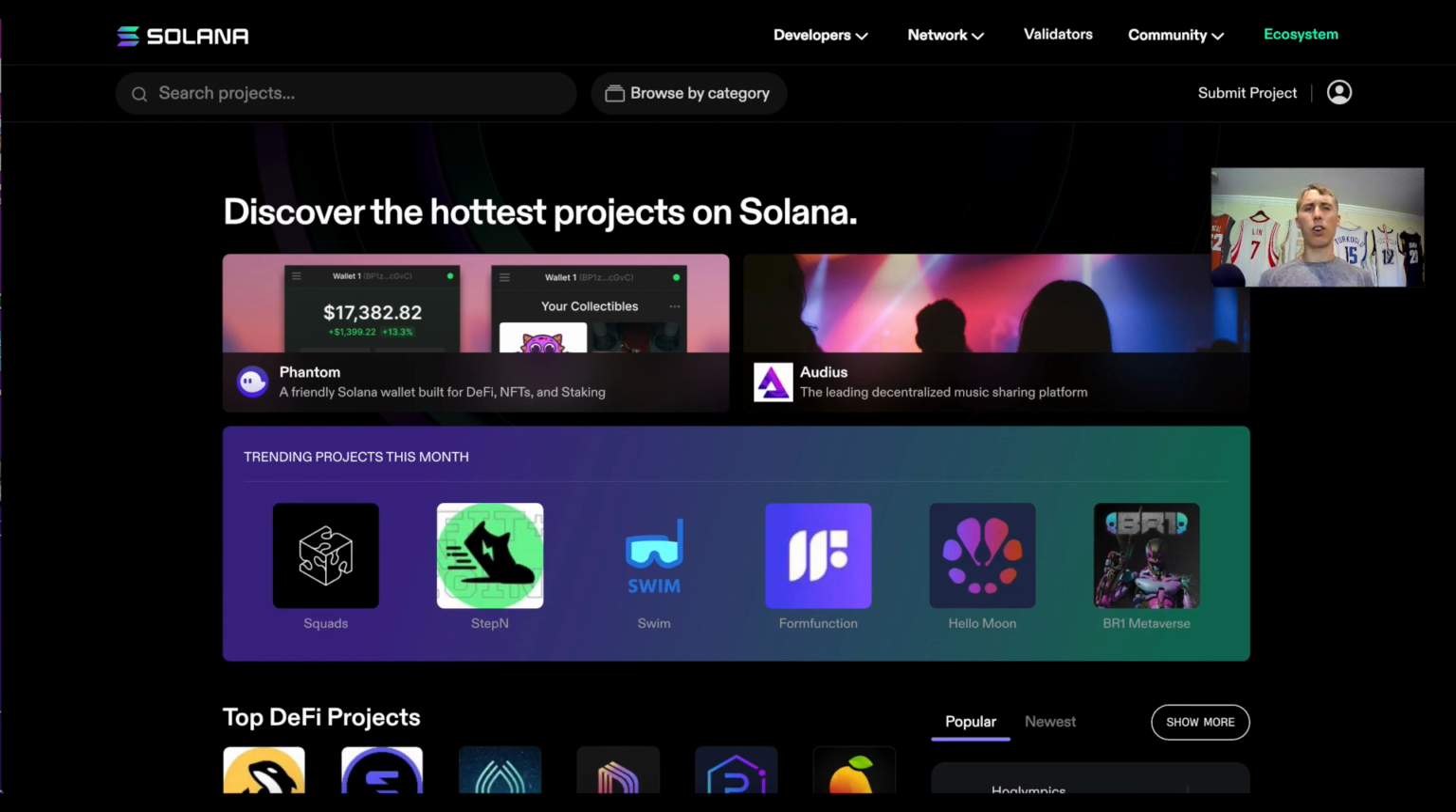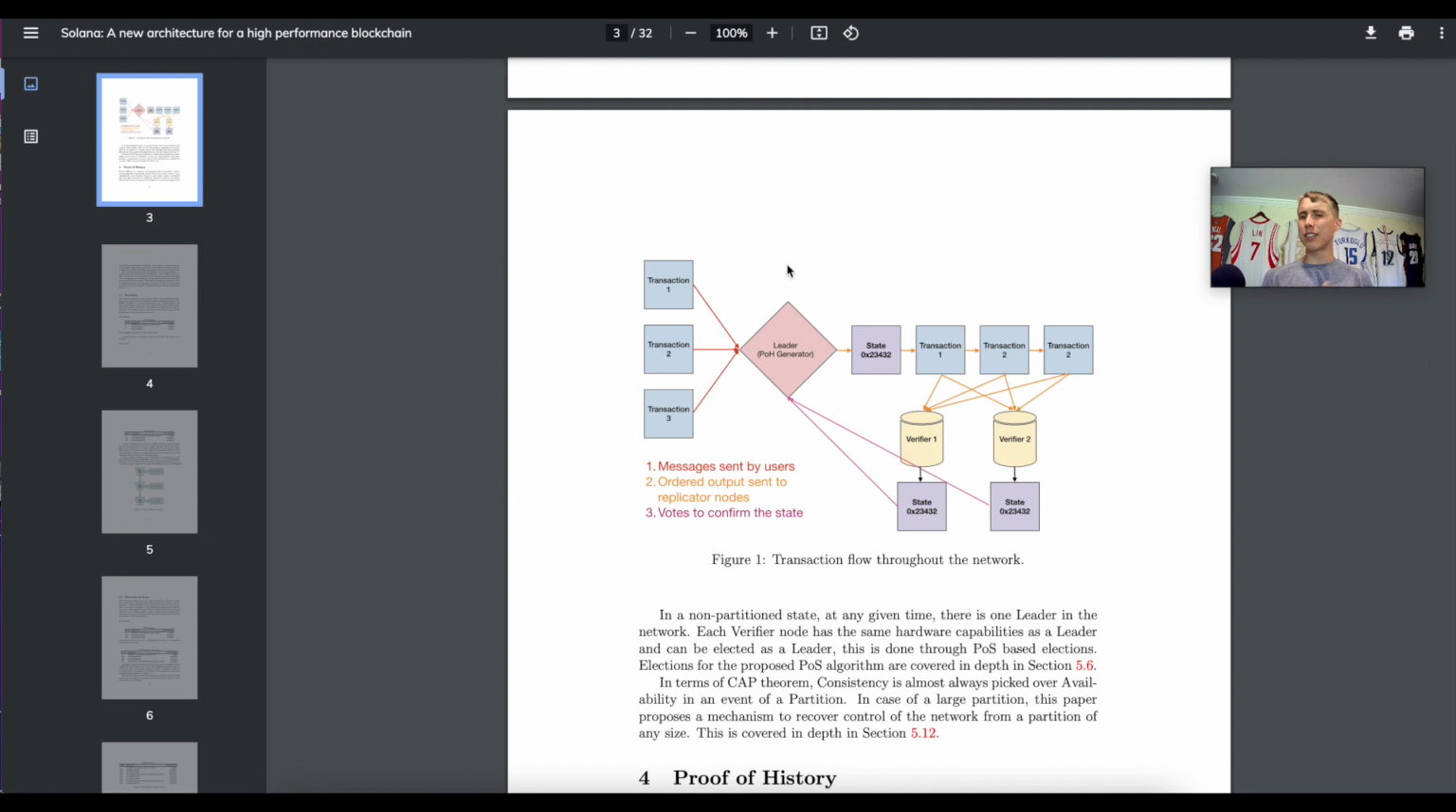Let's get into the architecture of Solana. How does this work? It operates off of a mix of proof of stake as well as proof of history. The proof of stake with the SOL token is being used to secure the network. It uses proof of history by being able to process transactions horizontally.